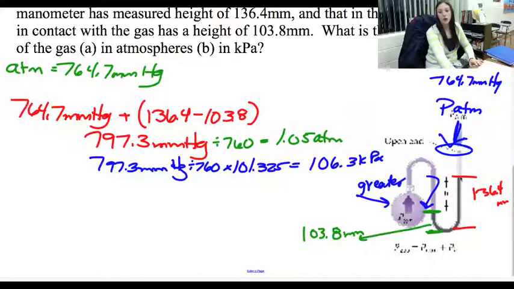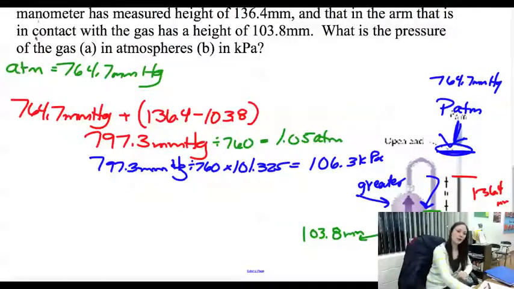But this is an open-end manometer. If you have a closed-end manometer, with no atmospheric pressure getting in, this end is shut off, then whatever the difference in the heights of these arms is, that is the pressure of my gas. So if it's a closed end, I don't care what the atmospheric pressure is because it's not pushing. If it's an open end, then I have to take that into consideration because that is also pushing down on those levels of mercury.